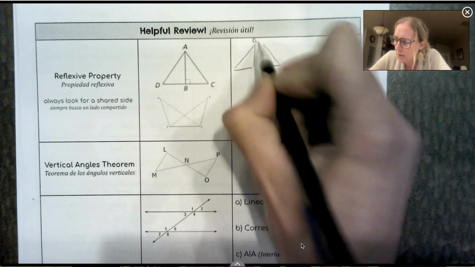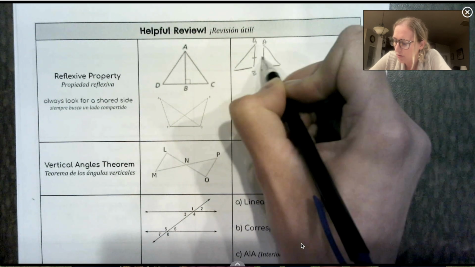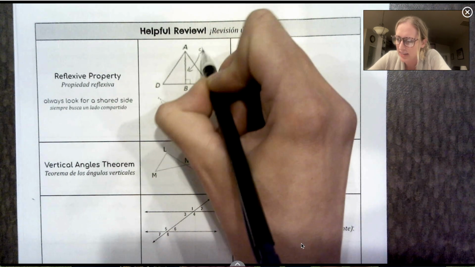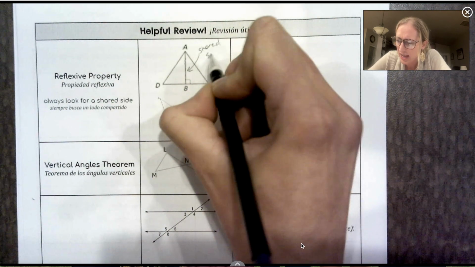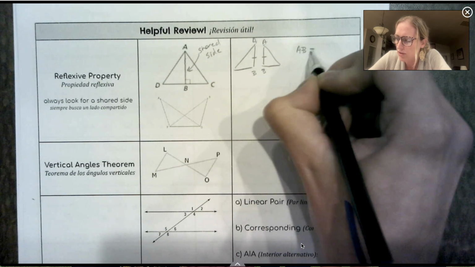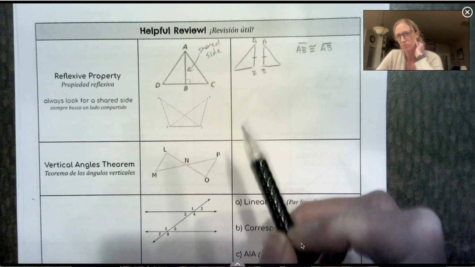And AB is the same in both triangles, right? This side is congruent to itself. So this is what we call a shared side. And that is the reflexive property. So I can always say something like AB is congruent to itself. That is the reflexive property.